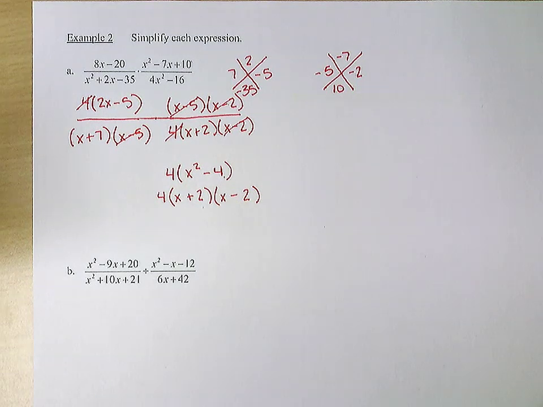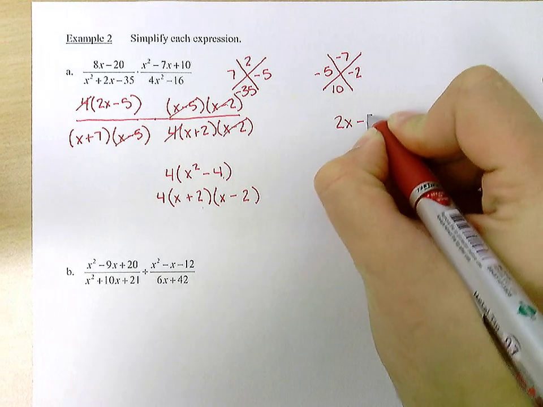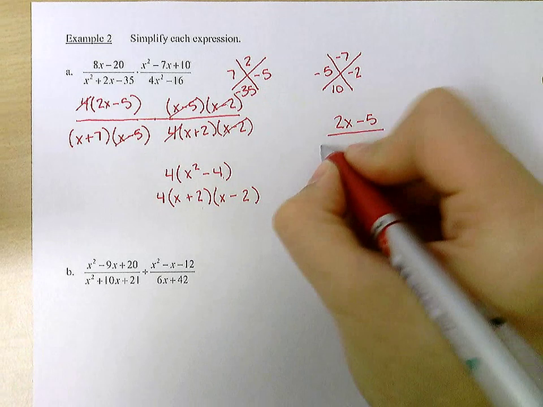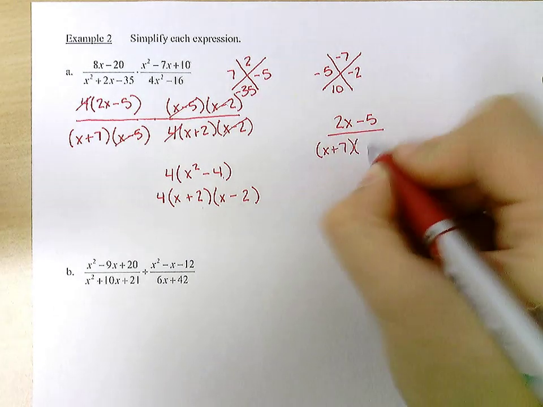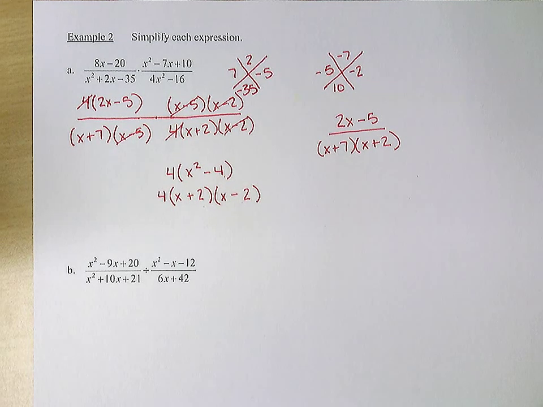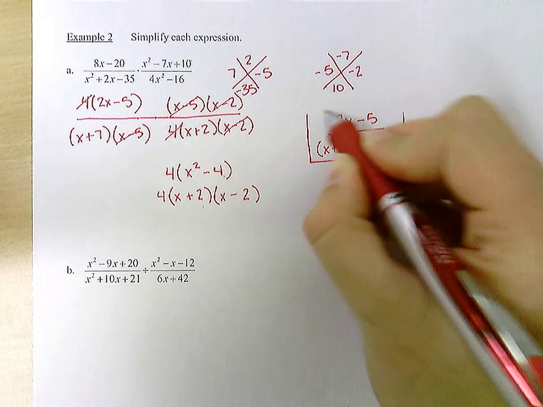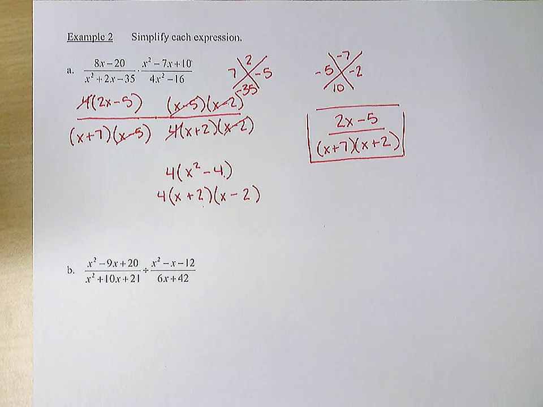Okay, and then all I have to do is rewrite my fraction. So I would have 2 times x minus 5 over x plus 7 times x plus 2. And that would be my final answer. Okay, questions? Questions on letter A?